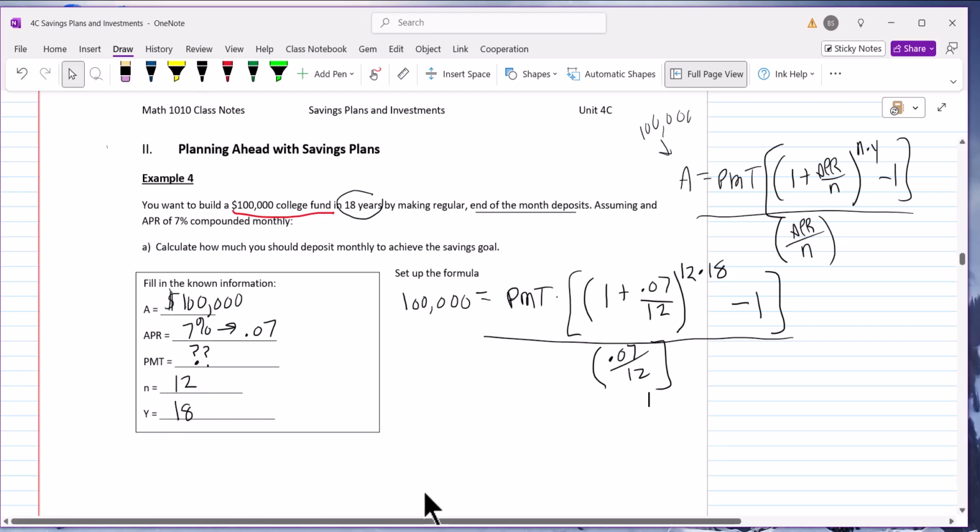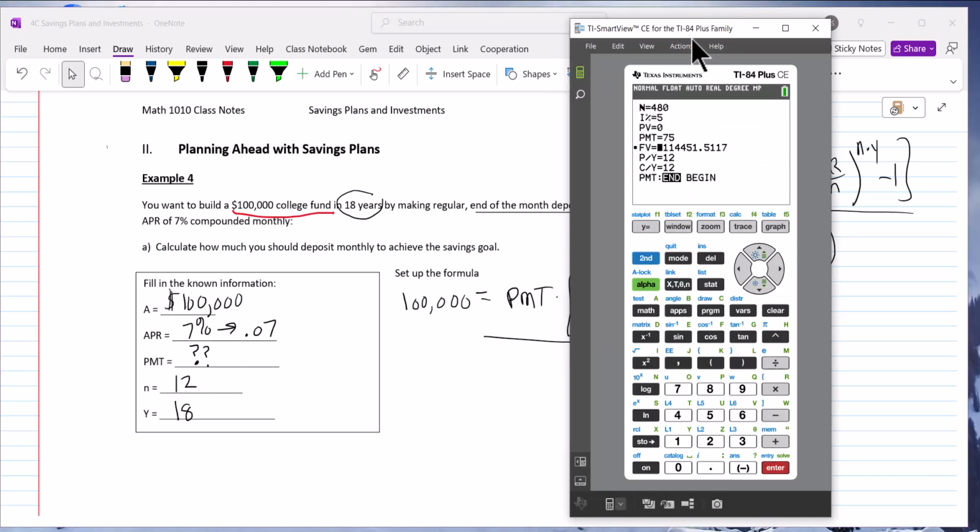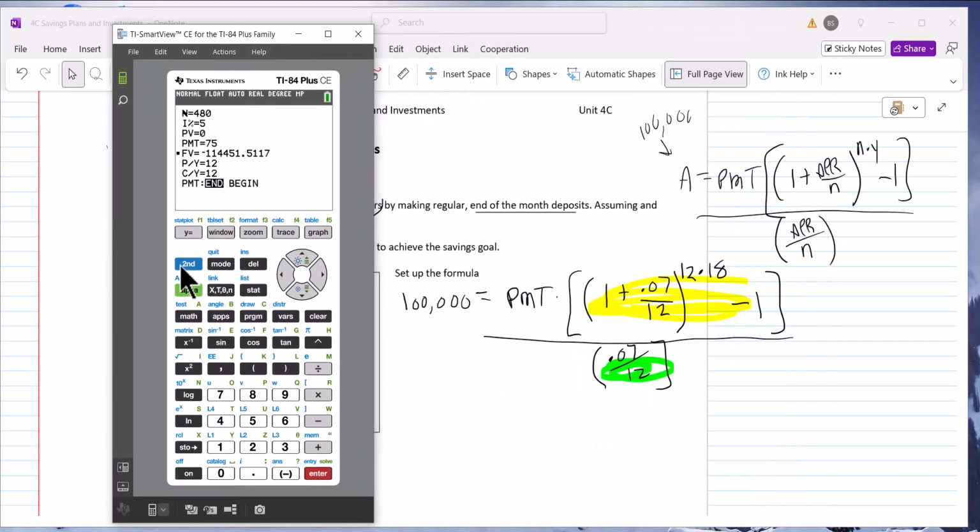Okay, now what I'm going to do is I'm going to go ahead and do these two things and get that answer on my calculator. So watch how I do this. So again, I like to start with the part that I highlighted in yellow. Okay, so I'm just going to put that in my calculator in one step. So I'll have 1 plus 0.07 over 12. Okay, like that. Then I'll close the parentheses and then raise that to the 12 times 18.